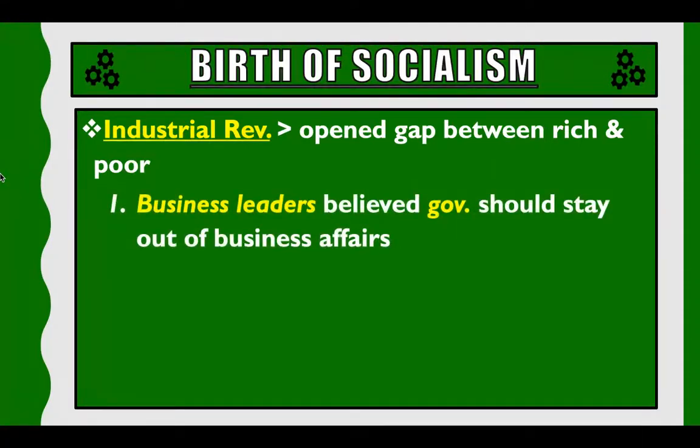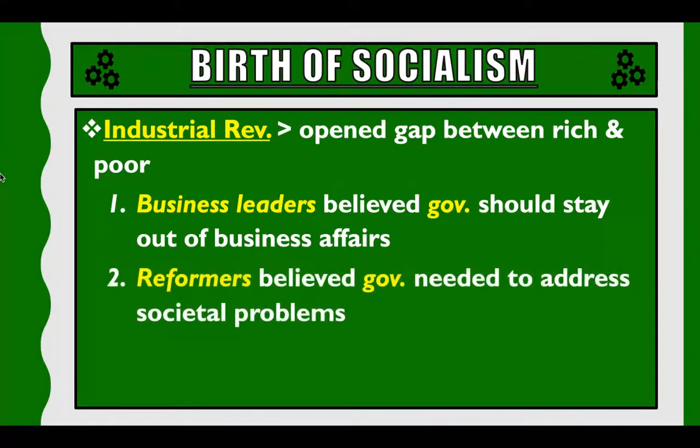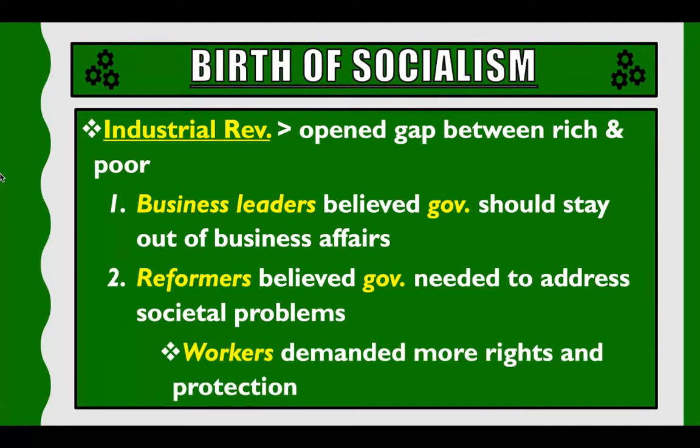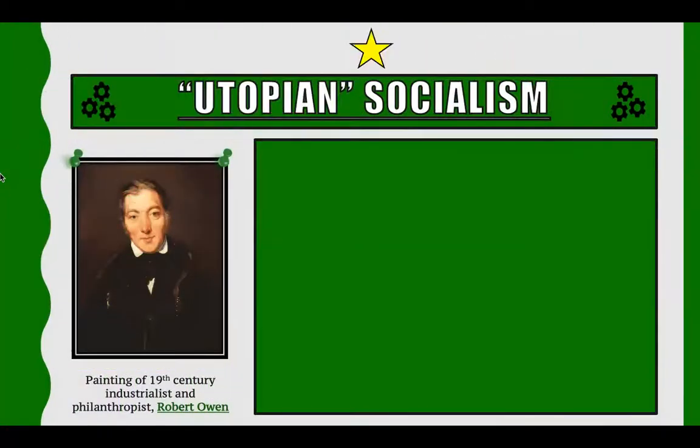So, business leaders believe that government should stay out of business affairs. This is capitalism 101, laissez faire, hands off. Reformers, on the other hand, believe that government needed to address societal problems. And this is really where socialism comes into play. So workers are demanding more protections, more rights. These will become labor unions. But socialism provides a means of really providing that.